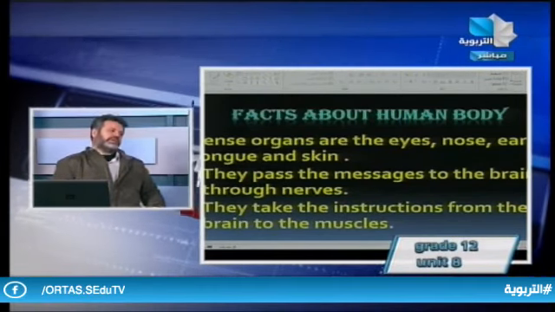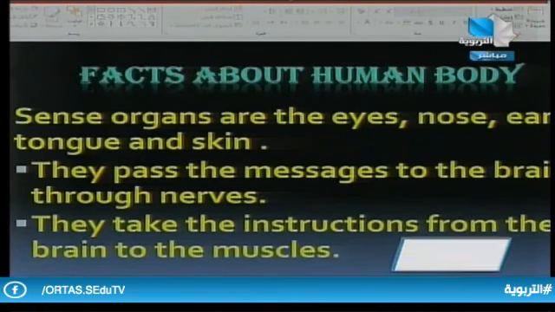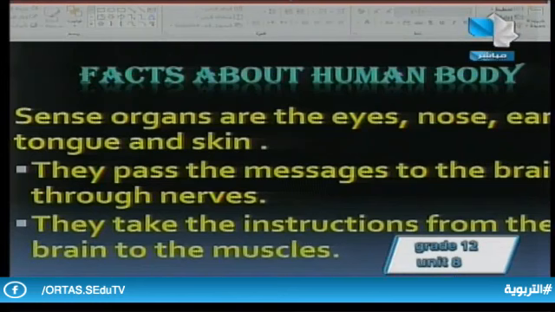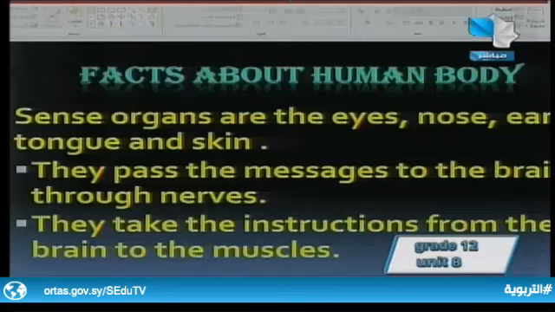And the skin. So these are the senses, or sense organs: the eyes, nose, ears, tongue, and the skin. Very nice. What do they do? What is their function? The senses carry the messages to the brain through the nerves. They convey, they carry, they pass the messages to the brain through nerves. Good.